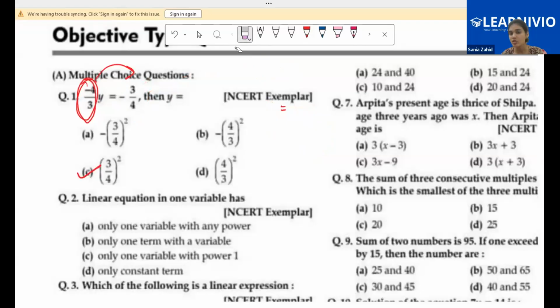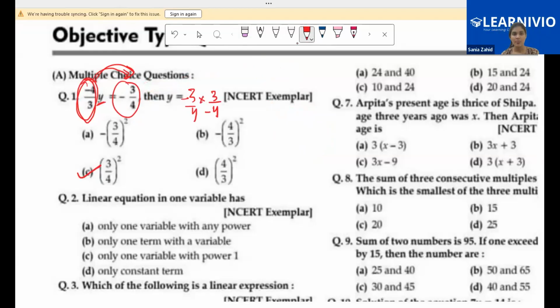Because I want the value of y, the value of y will be now, you have minus 3 by 4 written over here. Now you carry this minus 4 by 3 on the other side. Whenever you are carrying a fraction on the other side, the fraction is reciprocal. So when you reciprocal the fraction, it becomes minus 3 by 4.